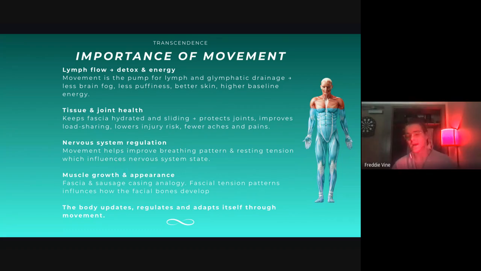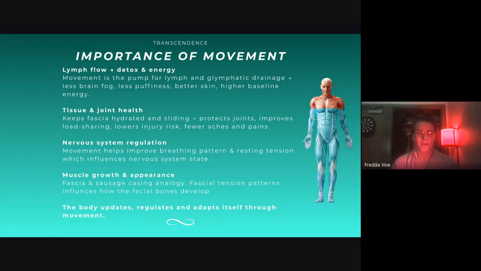So the final point on this slide is an idea I came to: the body processes life through movement at the most fundamental level. More specifically, the body is updating, regulating, and adapting itself through the way that you move. It's the most basic level. It's how your body is interacting with the world. So the way that you move and the mechanical signals that you're giving your body are really important. It's almost hard to explain, but I hope you get a deeper understanding of that as we go.